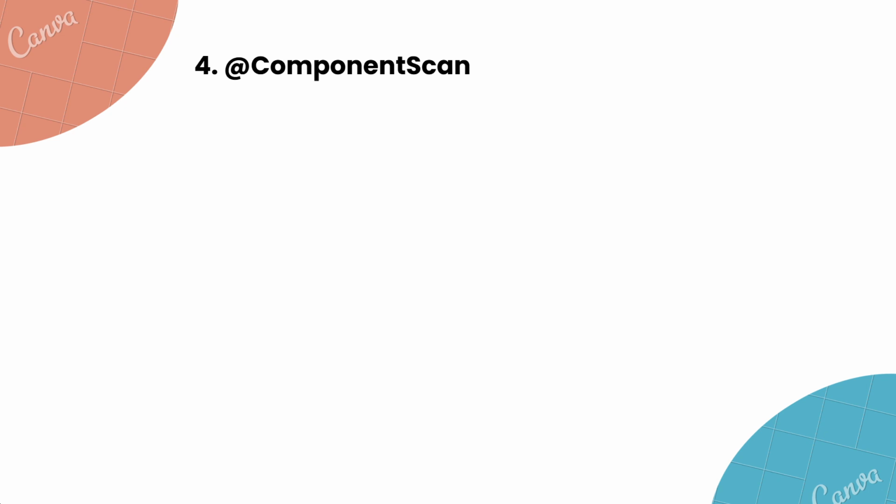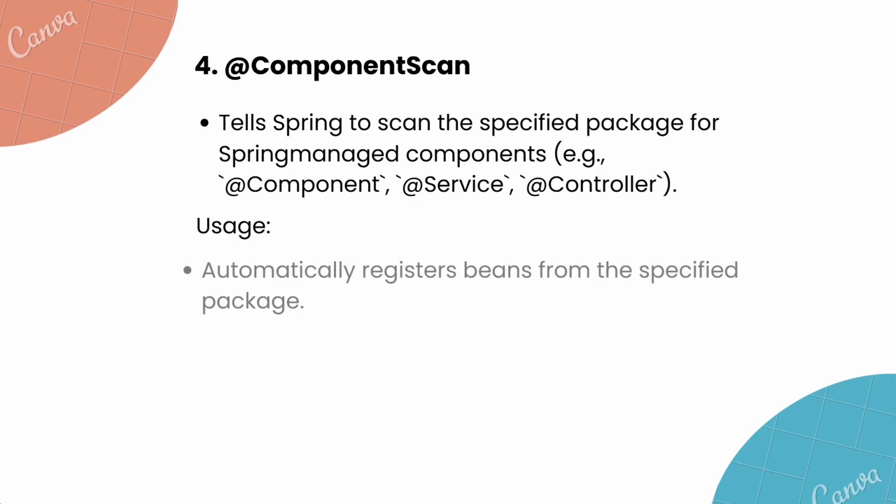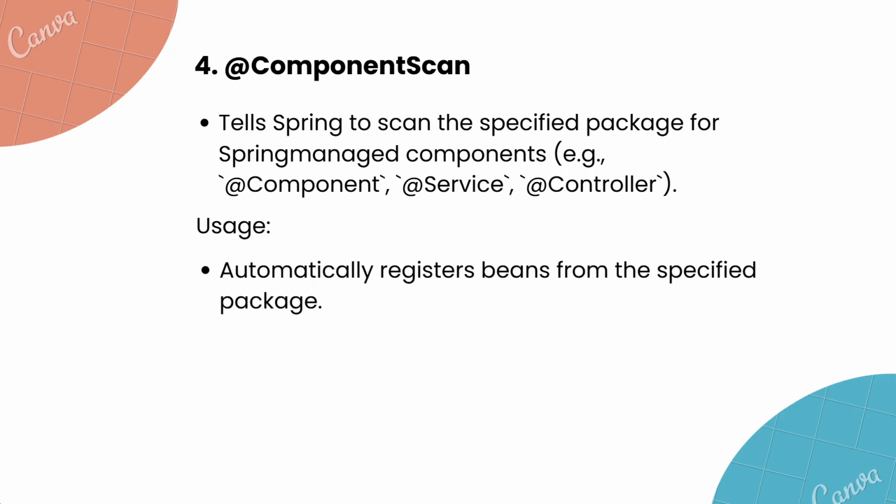Fourth one is component scan. The component scan annotation in Spring Boot is used to specify the base packages for Spring to scan for components, configurations, and services. It is typically used to enable scanning for classes annotated with annotations like component, service, repository, and controller. Usage: this automatically registers beans from the specified package.